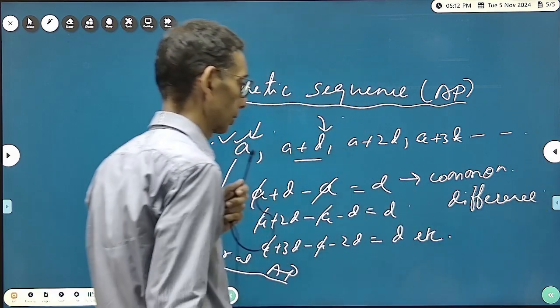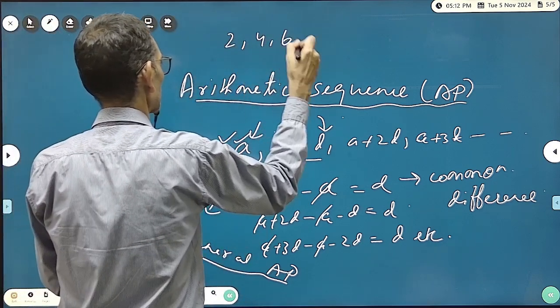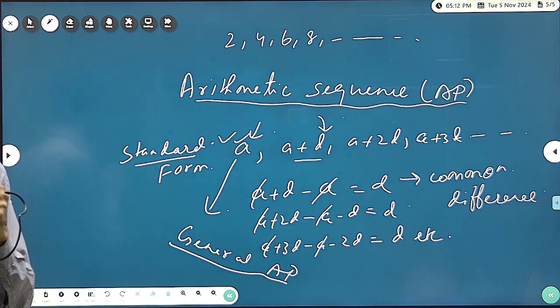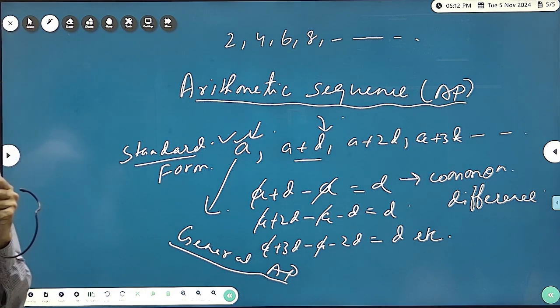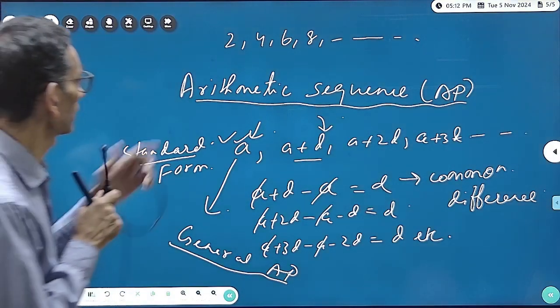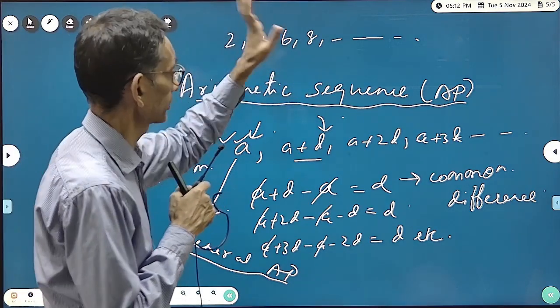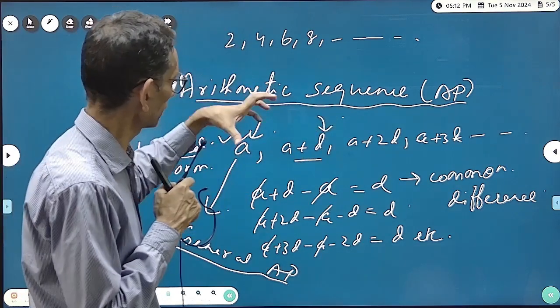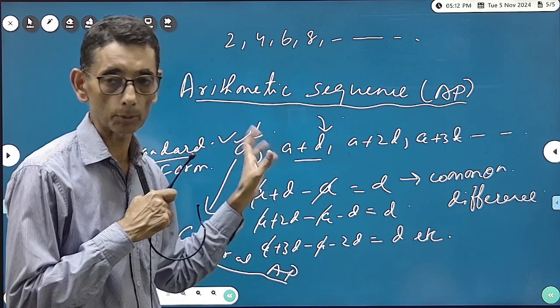Okay. If I give you the example 2, 4, 6, 8, this is an example of an AP. Why is this an AP? Because the common difference is 2. 4 minus 2 is 2, 6 minus 4 is 2, 8 minus 6 is 2, it continues the pattern. Throughout the terms, however many terms you write, you have to follow the same pattern. It should not be that some terms follow this pattern and other terms do not. In that case, it cannot be an AP.